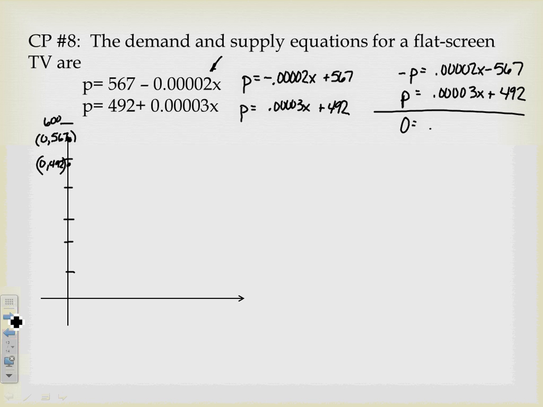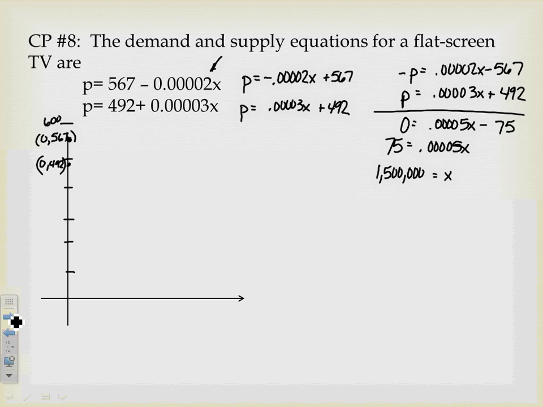Going to get 0.12345x. And negative, what do we get there? 75. Move 75 to the other side. Now positive 75 is equal to 0.00005x. Divide both sides by 0.00005. And we're going to get... Oops, got crazy with the comma.